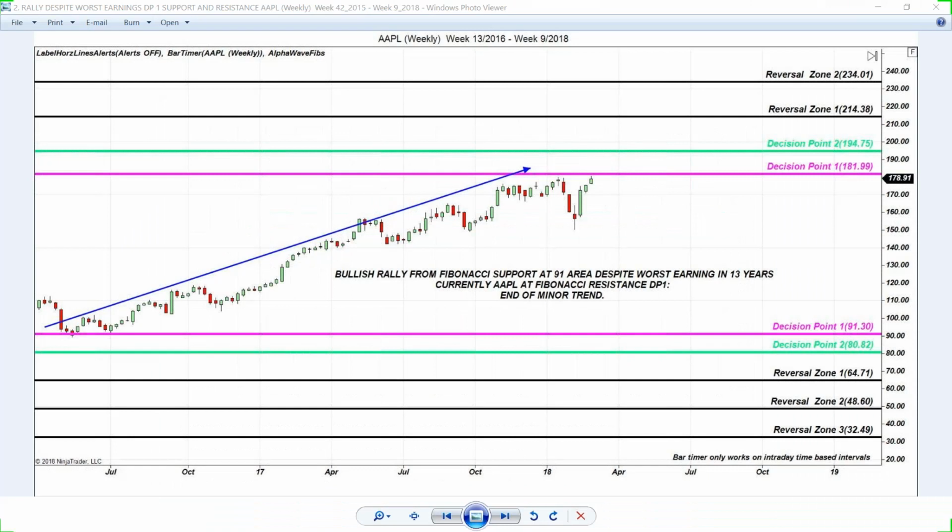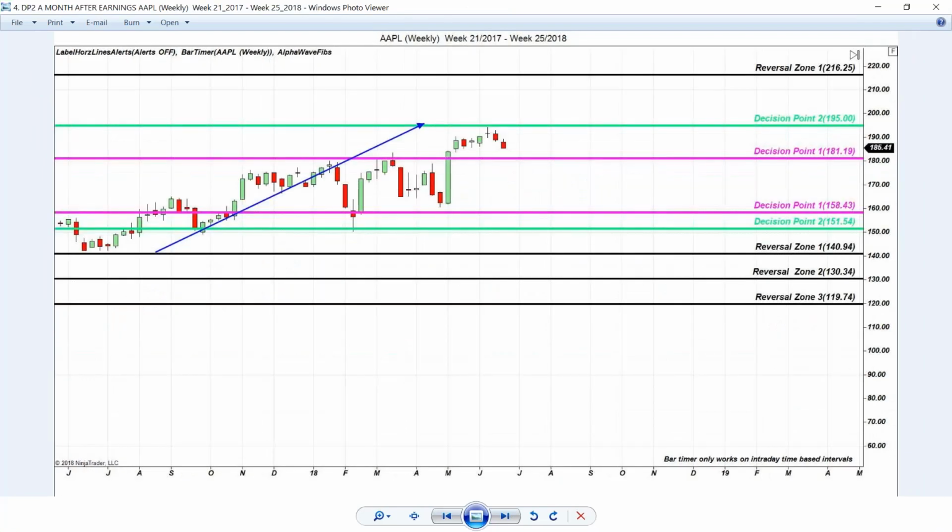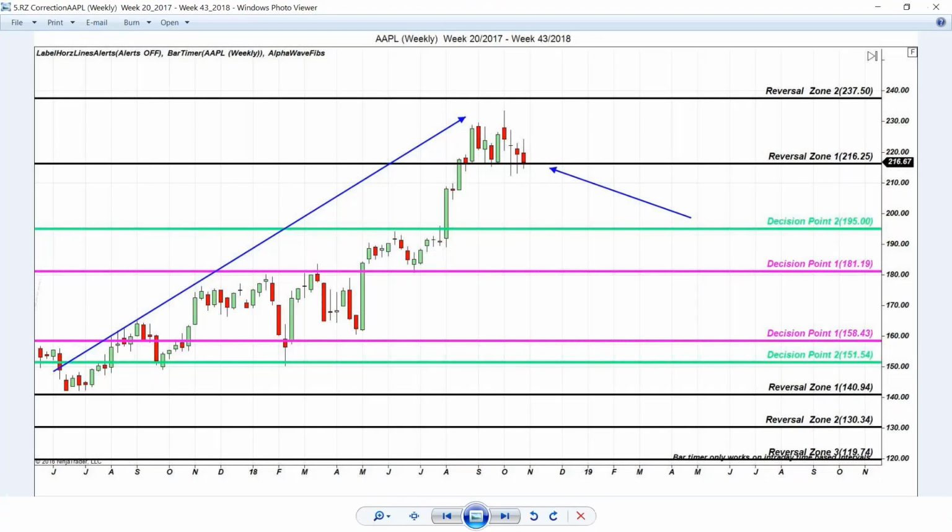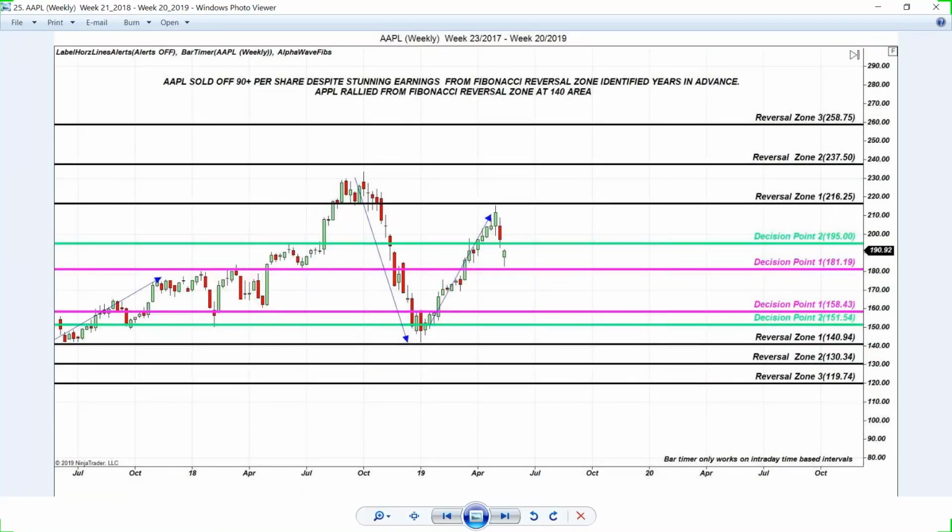This is the end of the minor trend. After the earnings, Apple reaches the next level. After the next earnings, Apple reaches reversal zone. What would your trading be like if you knew that this support is critical on Apple? And when Apple is in free fall, you know many months ahead where the reversal zone on Apple will be. You are buying the bottom on Apple, you're protecting your profits. And when Apple is selling off from reversal zone again, you are very well prepared.